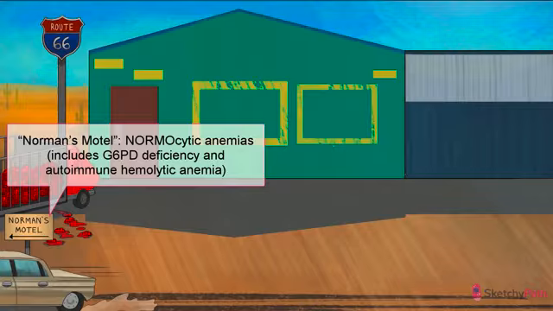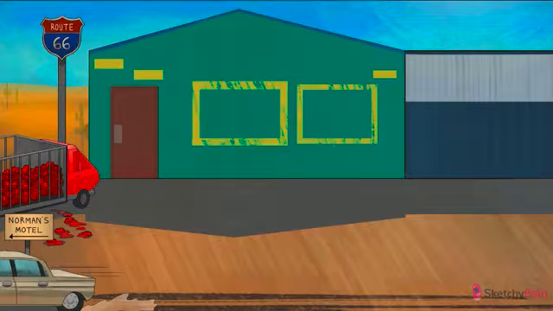First of all, notice that we've included a Norman's Motel sign in the bottom left of the scene, in reference to the Erie Motel where we were introduced to the intravascular hemolytic anemias. The name Norman reinforces that these next few hemolytic disorders are usually considered normocytic anemias. In reality, depending on the degree of reticulocytosis versus hemolysis, the mean corpuscular volume, or MCV, can vary. But on test day, they likely won't emphasize these changes.